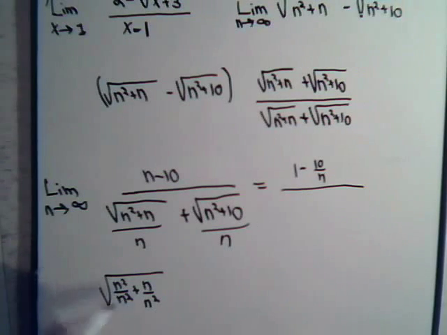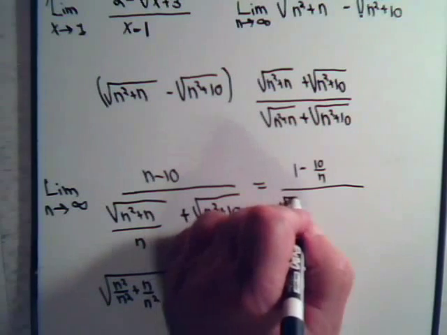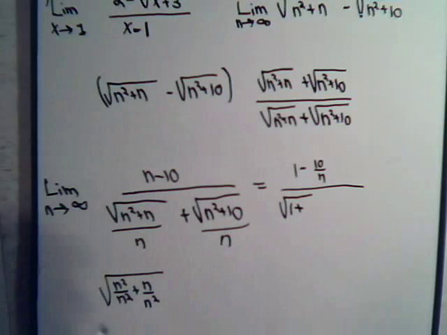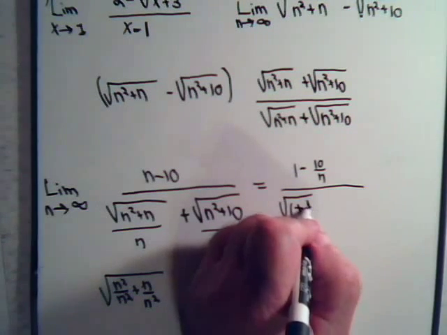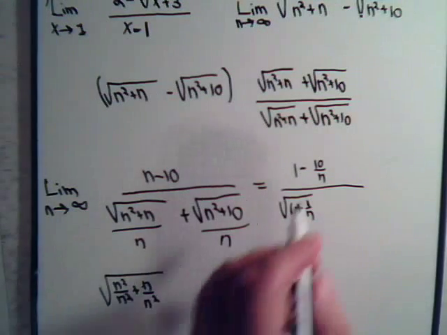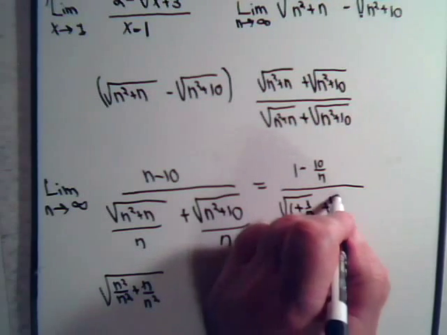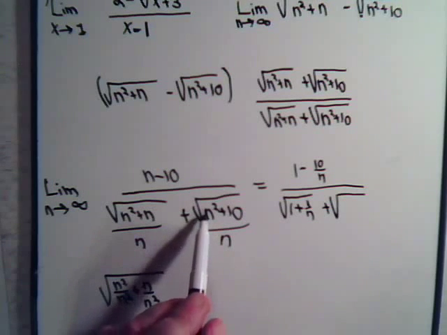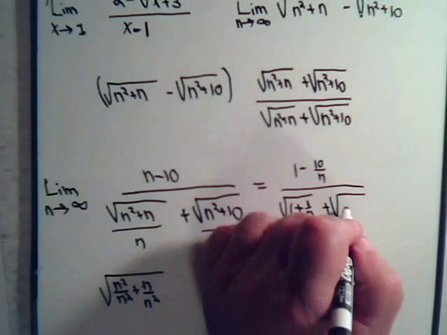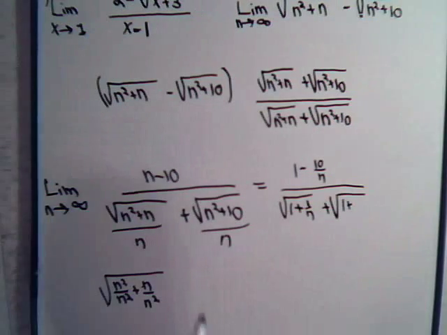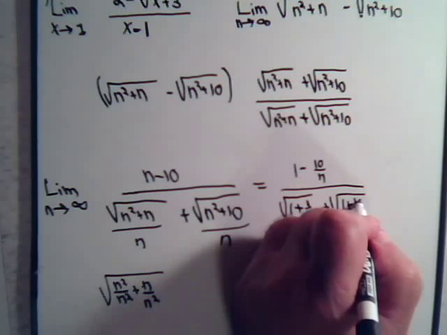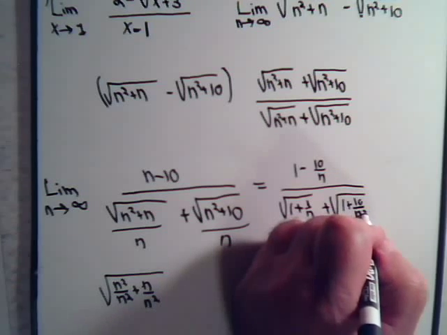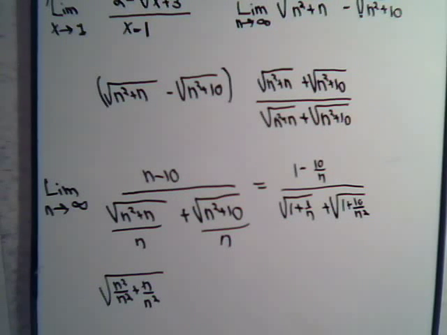N squared divided by n squared is 1. So the square root of 1 plus n divided by n squared is 1 over n. And we have plus this term. Take this up in here, it's going to be n squared. N squared divided by n squared is 1 plus we're going to have 10 divided by n squared.